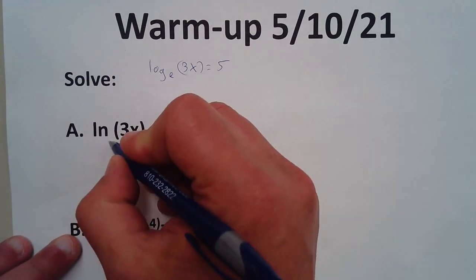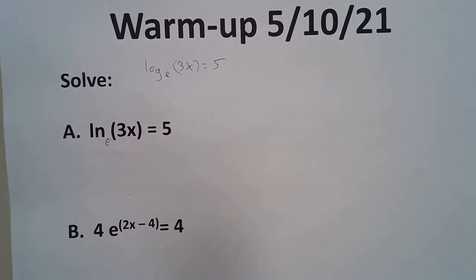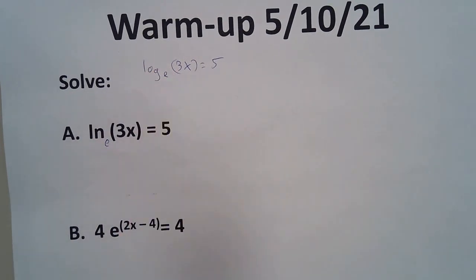A lot of times I just write the little e here as a reminder to myself that okay, this is base e. But that's all natural log is. Natural log is just specifically saying, hey, this is log, always base e.